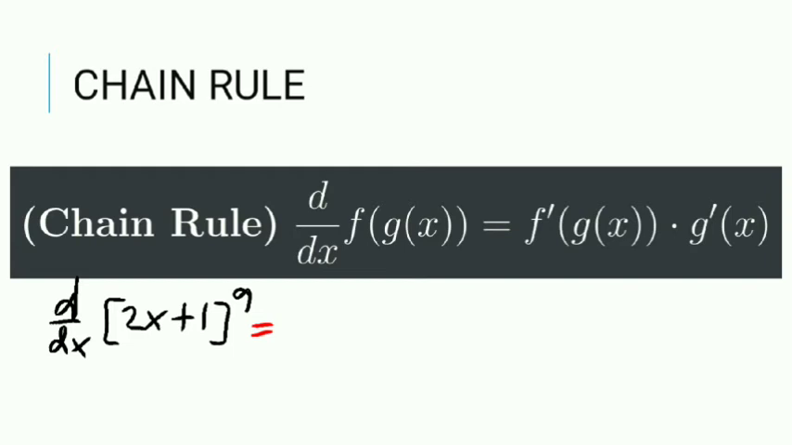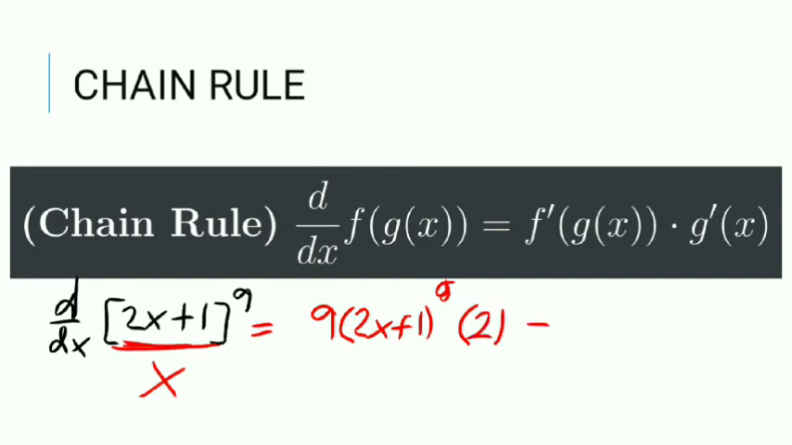So let's try to use the chain rule. I remember it as the derivative of the outside function times the derivative of the inside function. Let's first take the derivative of this, pretending that it is just a random x. What is the derivative of x raised to 9? That is 9 times x raised to 8. But we're not going to put x. We're going to put what this is, 2x plus 1 raised to 9 minus 1, which is 8. Then we take the derivative of 2x plus 1, which is just 2. Simplifying, we have 18 times 2x plus 1 raised to 8.